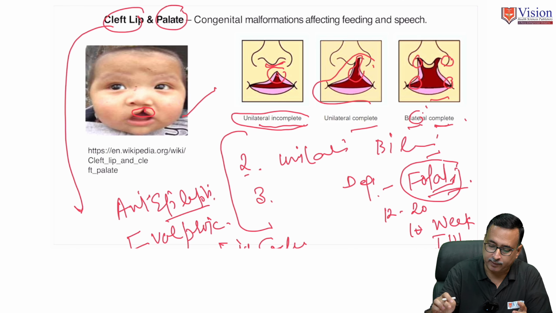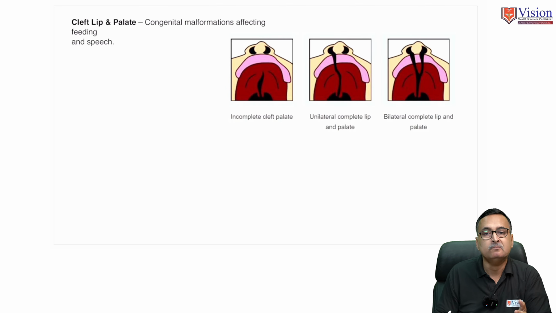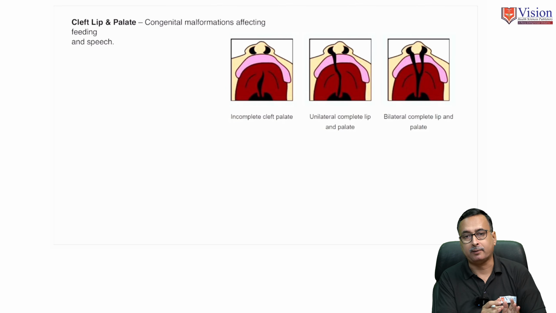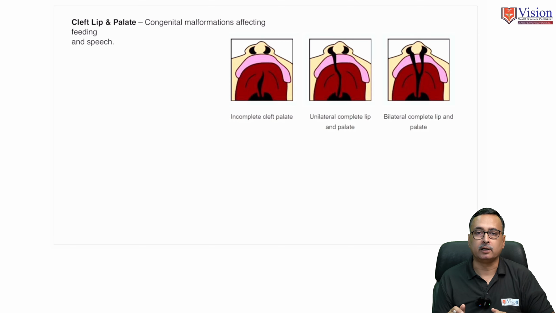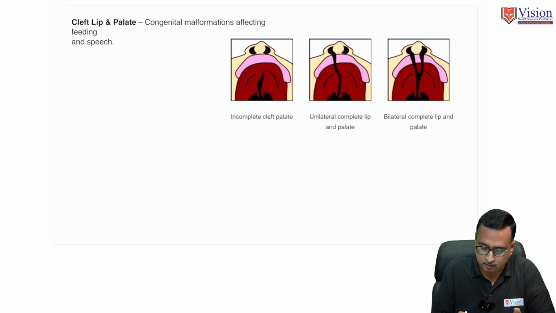Let's see what cleft palate means. Cleft palate means a split in the palate affecting either the hard palate or the soft palate, or involving both. Then we call it a complete cleft palate. As the diagram says, this is an incomplete cleft palate.